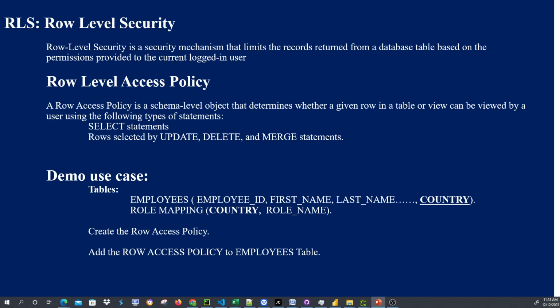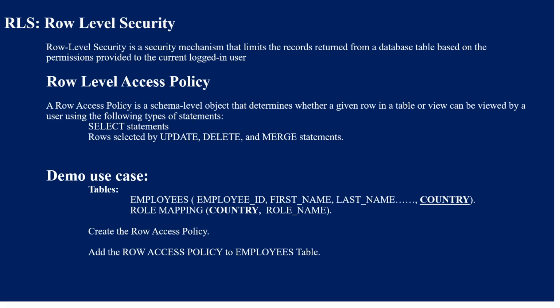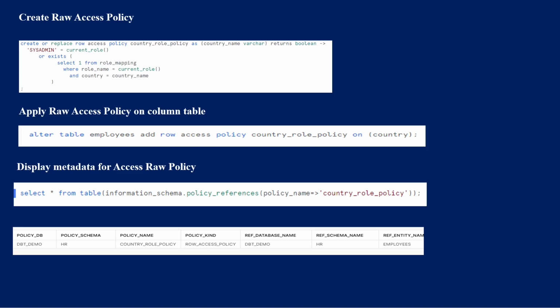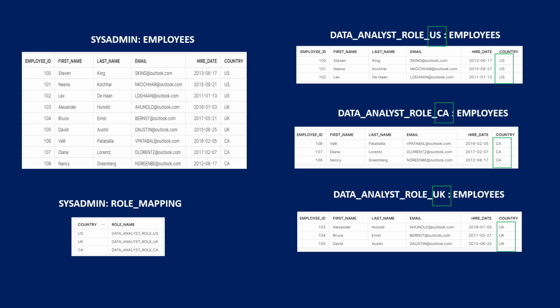We will use a demo use case with the employees table, and we also have a role mapping table that maps the country of the logged user to his role. So we'll see in the demo that we will create a row access policy, apply it to the column, and display some metadata. The result will be as you see here.